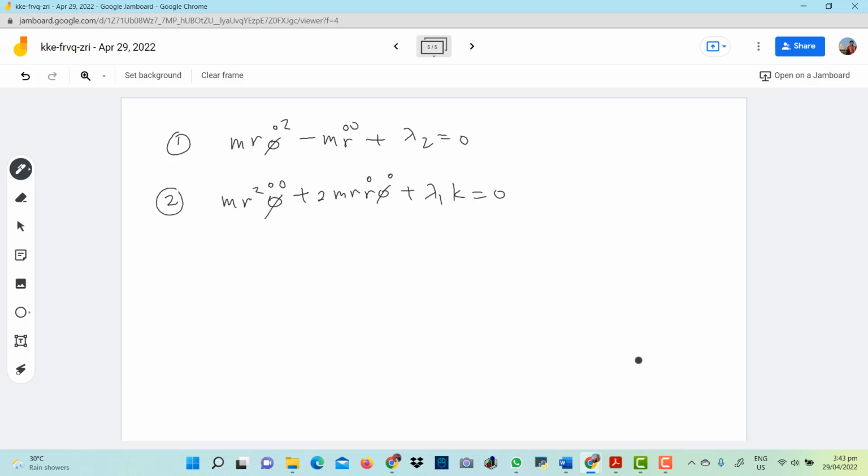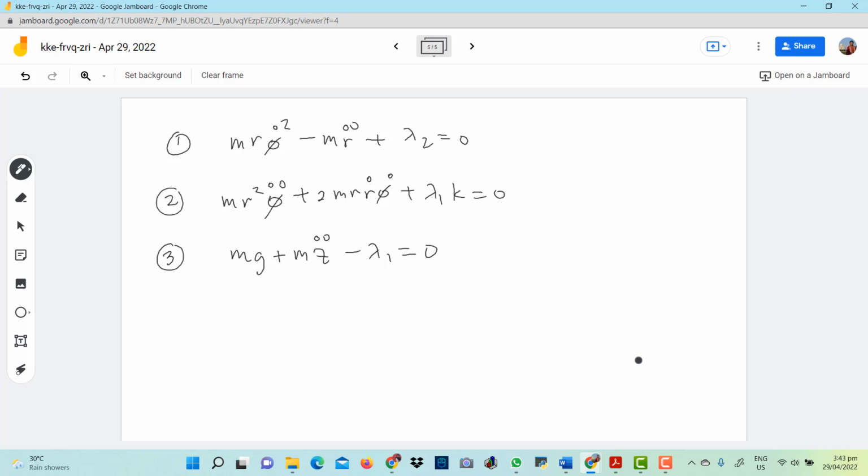And then the last one: if I use the Lagrangian with respect to z, this is now the third equation. We have m g plus m z double dot minus lambda 1 equal to 0. Okay? So the goal here is to determine the expressions of my lambda 1 and my lambda 2 using these three equations.